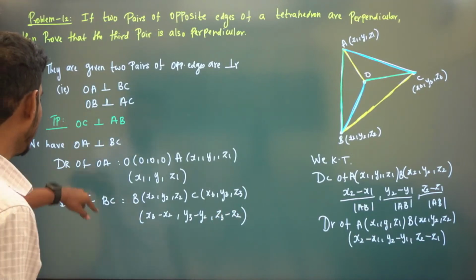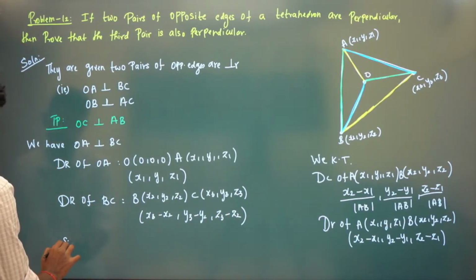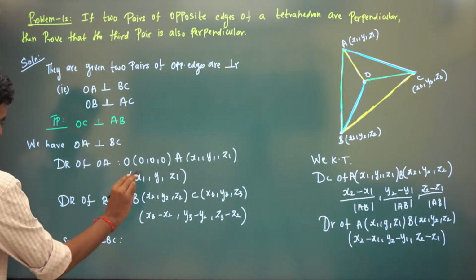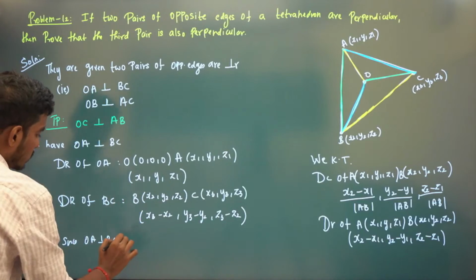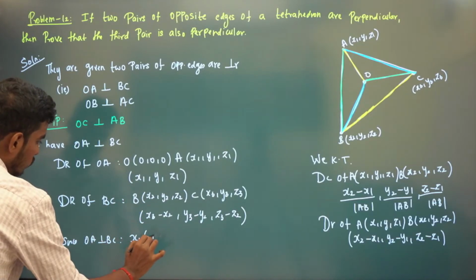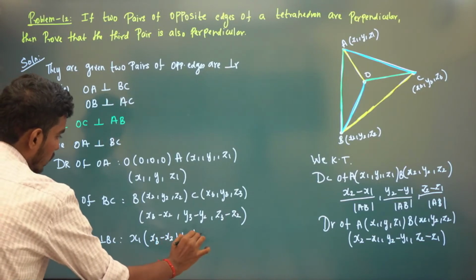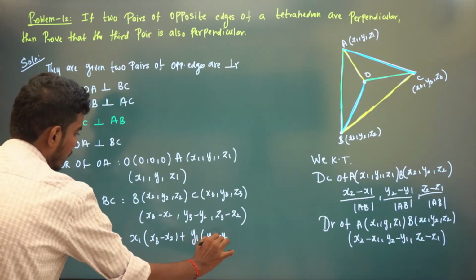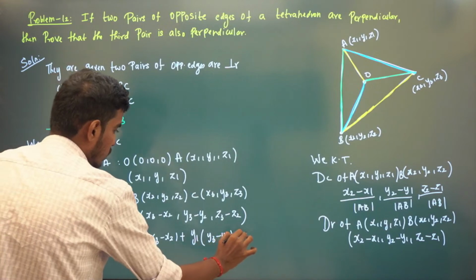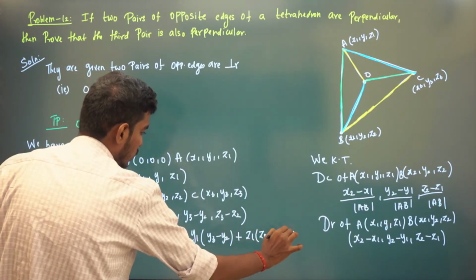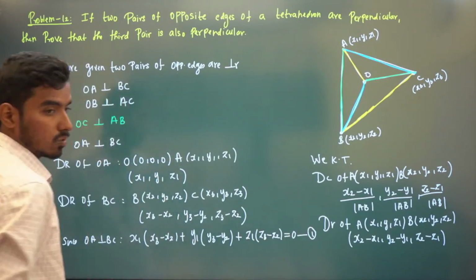Now these two are perpendicular. Since OA is perpendicular to BC, a1 a2 plus b1 b2 plus c1 c2 is 0. So we have x1 into (x3 minus x2) plus y1 into (y3 minus y2) plus z1 into (z3 minus z2) is 0. Call this equation number 1.